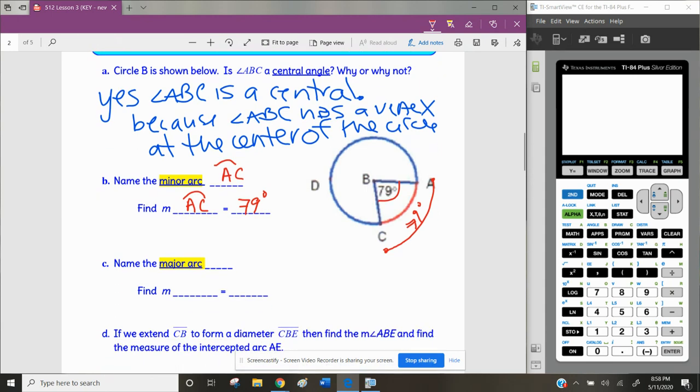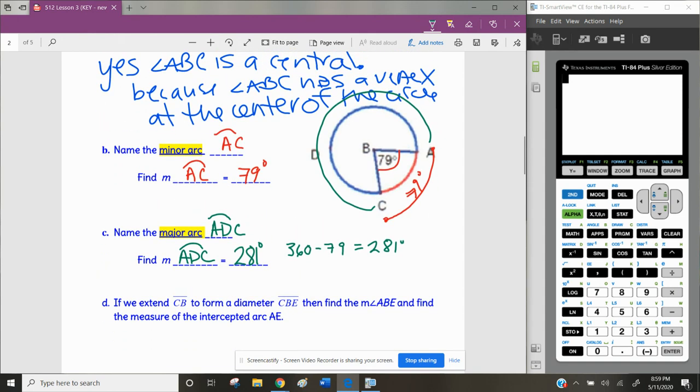So how do we find the major arc? Well, the total of all the arcs in a circle is 360, so we're going to subtract the minor arc 79 from that 360, and we get 281. And the major arc, arc ADC, makes up the rest of this circle, which we said is 281 degrees. If we put the major arc and the minor arc together, then that would sum to 360, and that's how we got 281 degrees for the major arc.